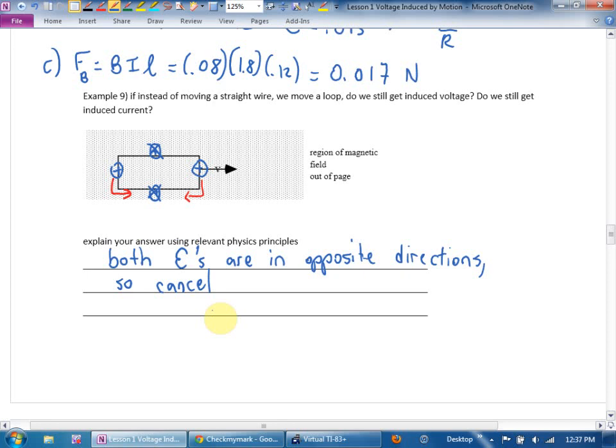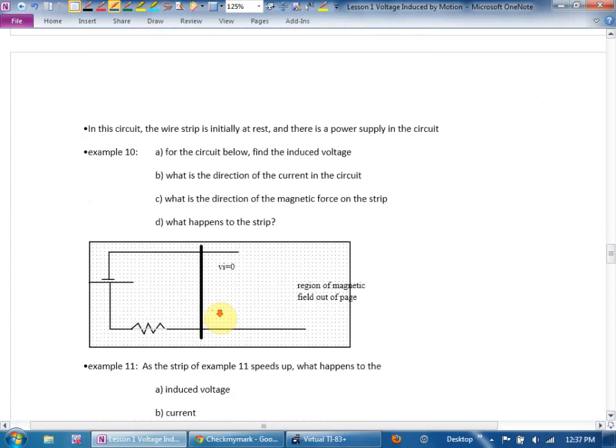Then they said, okay, let's try something else. Up until now, we've been moving the bar to get power. Will power move the bar for us? So instead of putting a resistor and having this be the battery, they said, what if I add a battery to the circuit? Will the bar start to move on its own?